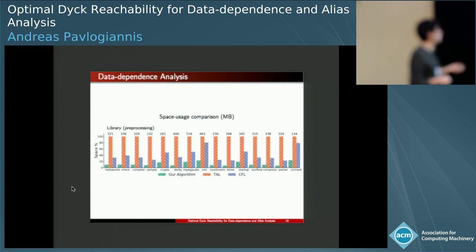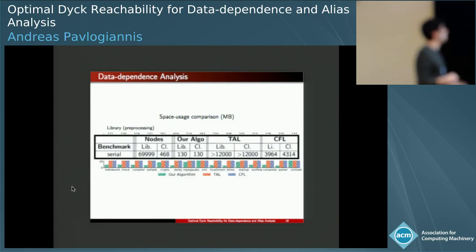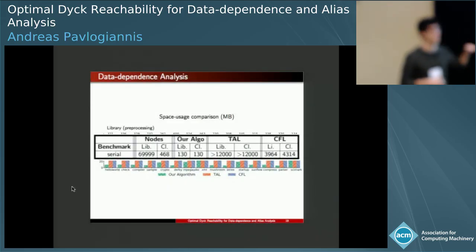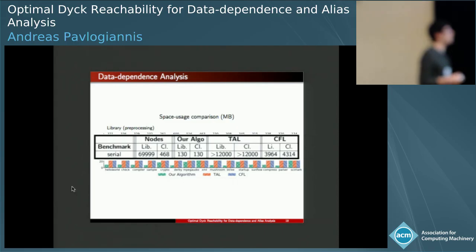And in fact, there is one benchmark not shown here, which is the serial benchmark. It consists of a fairly large library of about 70,000 nodes. In this case, the TAL approach hits the memory bound of 12 gigabytes. The CFL approach goes through using about 3 times less space, 4 gigabytes. Our algorithm goes through using 100 times less space.